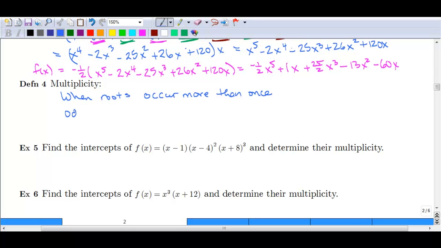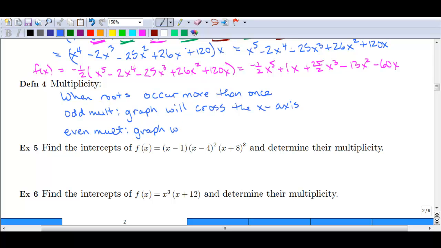When you have a root appearing an odd number of times, so it has an odd multiplicity, then we know that the graph is going to cross the axis. And again, this is the x-axis because we're looking at x-intercepts or roots. And if we have even multiplicity, so if that number is even, then the graph will kind of bounce. Some say touch, but not cross the x-axis.